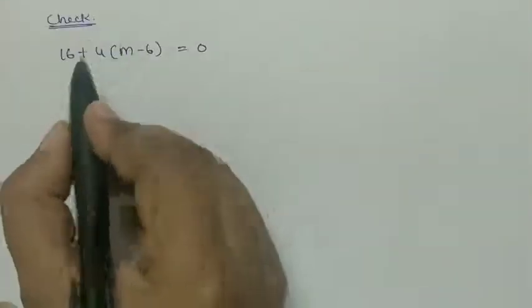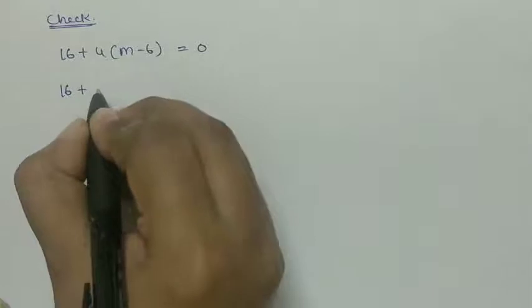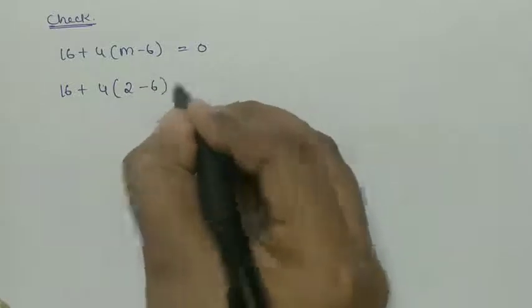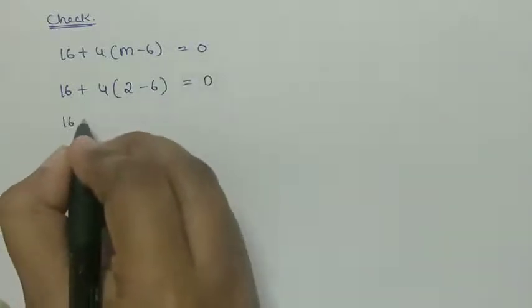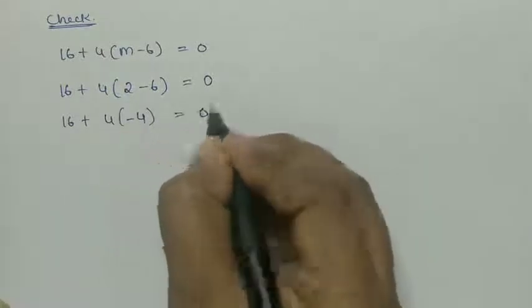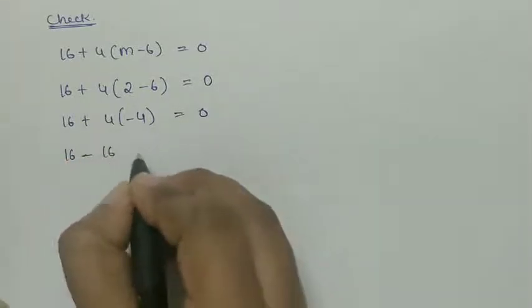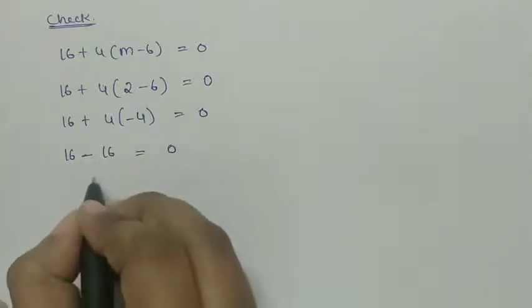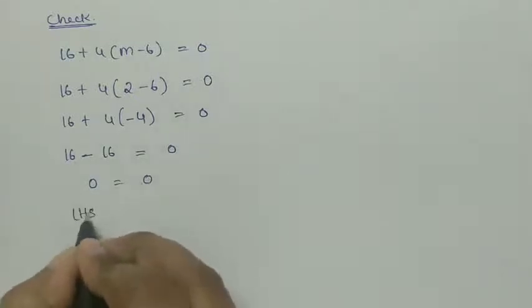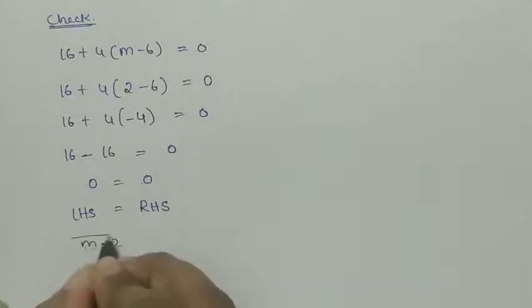To check the solution, write the equation and put the value of m. So 16 plus 4 into (m minus 6) is equal to 0, with m equal to 2. 16 plus 4 into (2 minus 6), which is minus 4, equal to 0. 16 plus 4 into minus 4, 16 minus 16 is equal to 0. Therefore LHS is equal to RHS. m equal to 2 is the solution.